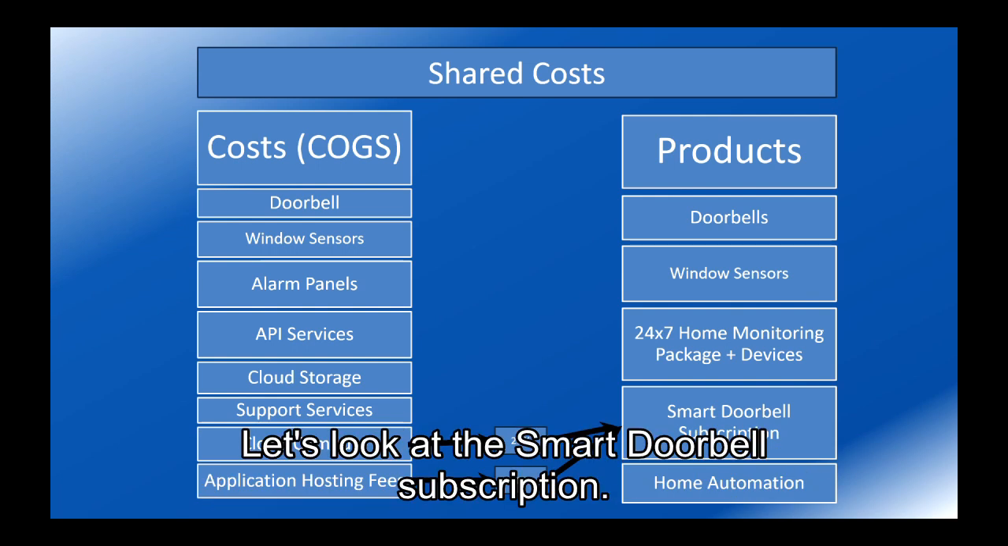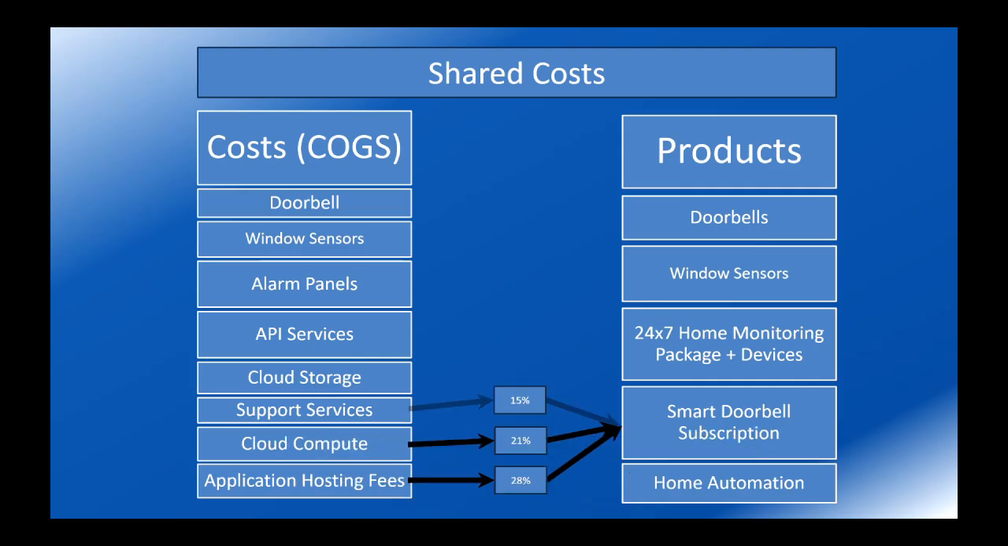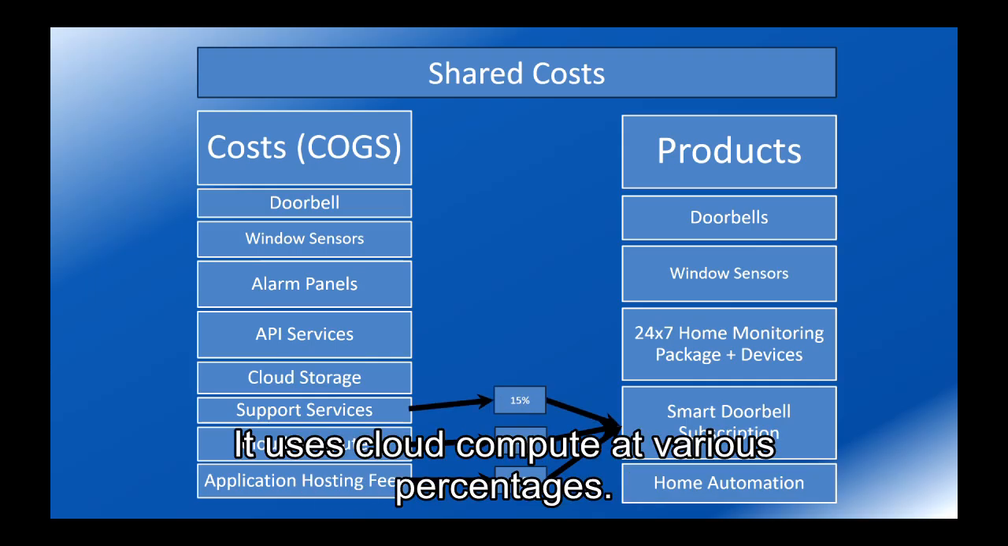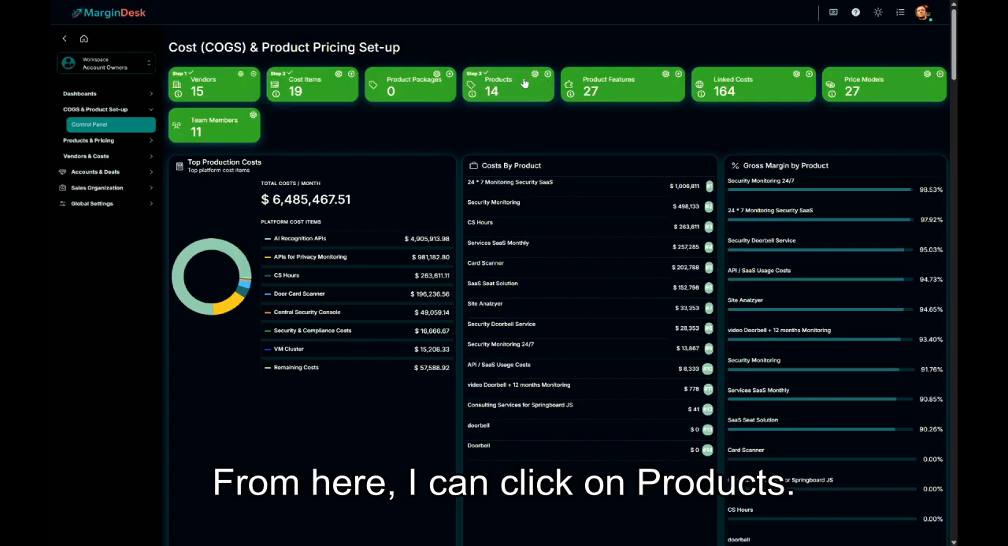Let's look at the smart doorbell subscription. It uses 28% of application hosting fees. It uses cloud compute at various percentages. Let's sign in and get started. I'm going to click on Configure Cost, Vendors, Products, and Pricing. From here, I can click on Products.